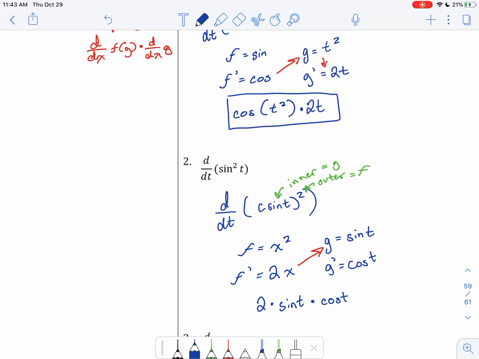Now this is just a lovely way to write it, but you might remember some of your trig formulas from last year. 2 times sine of t times cosine of t is the same as sine of 2t, another composed function, by the way, like this.